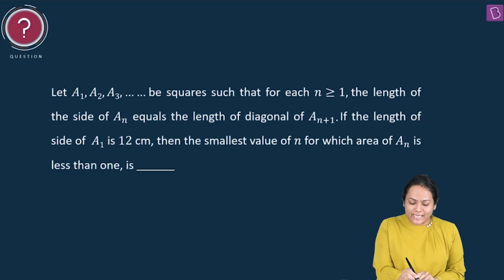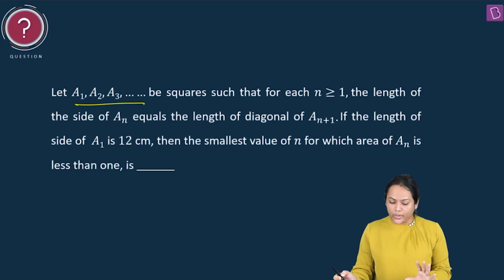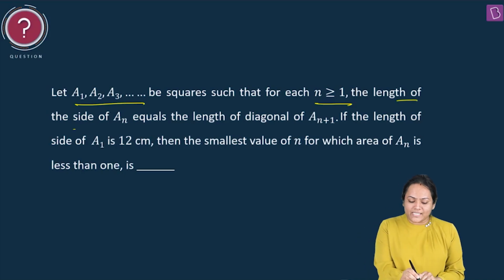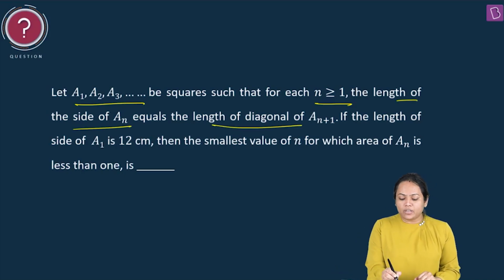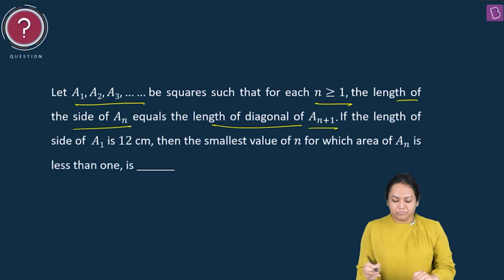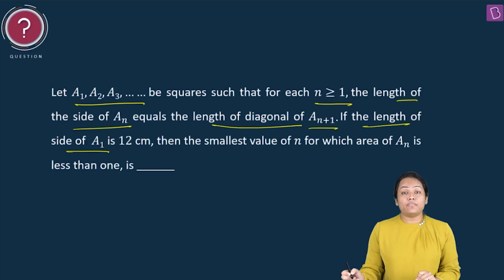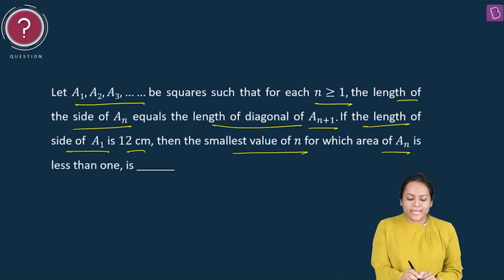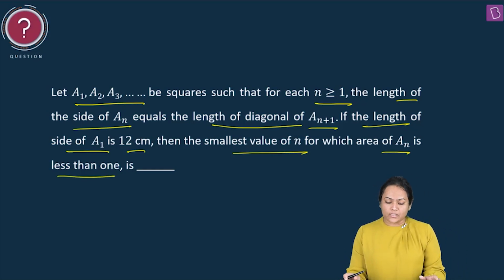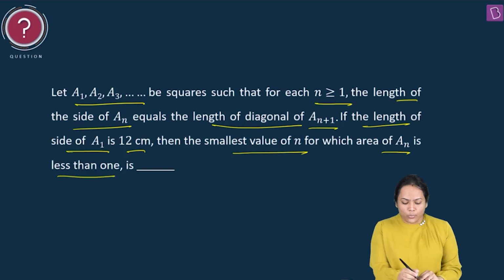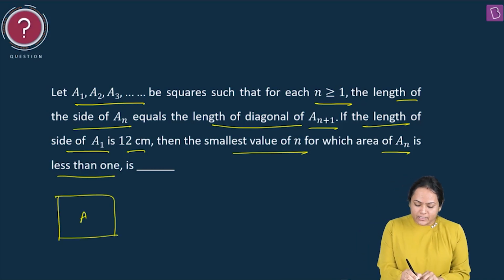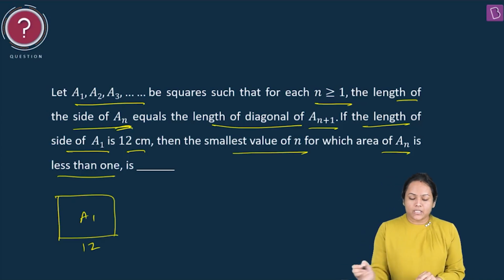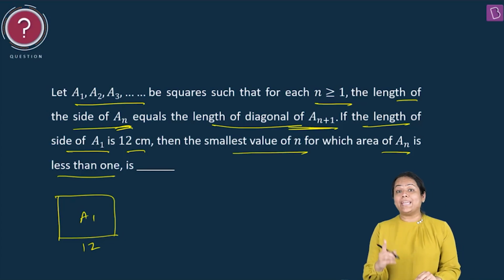The question says let A1, A2, A3 and so on be the squares such that for each n greater than or equal to 1, the length of side of An equals the length of diagonal of An plus 1. Further, if the length of side of A1 is 12, find the smallest value of n for which area of An is less than 1. Okay, so that means they are all squares. The first square A1 has the side length 12. And they are saying that side of An is equal to diagonal of An plus 1.